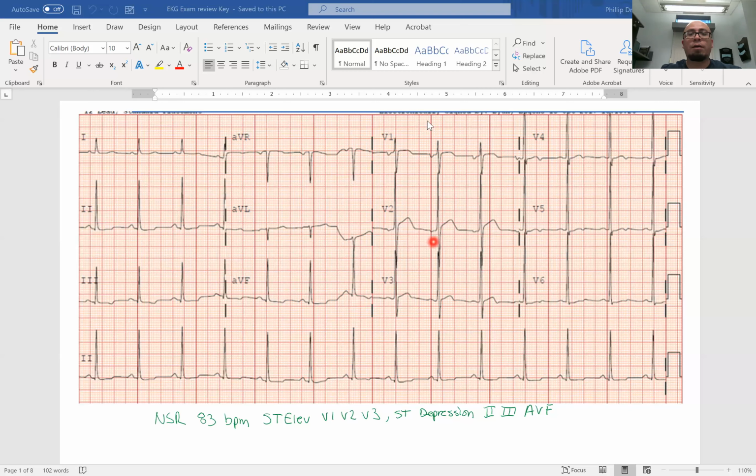And then finally, your last one here, we have normal sinus rhythm, 75 beats per minute, ST elevation in V1 through 4. Again, we have an anterior infarct. LAD is your culprit artery, and we have ST segment depression in V6 and lead 1. Inverted T waves in AVL.